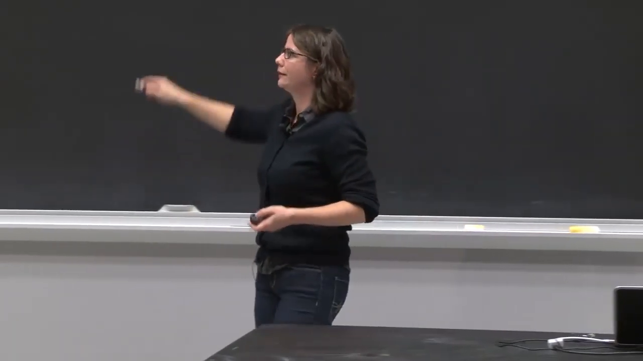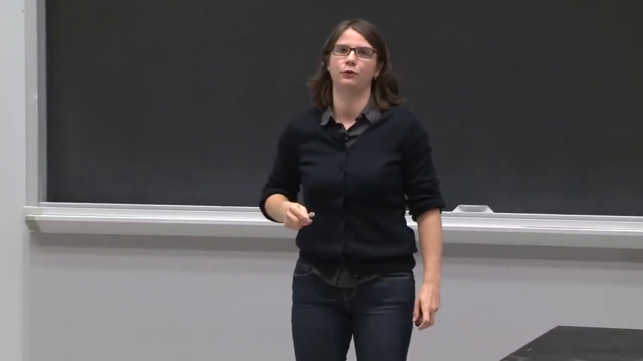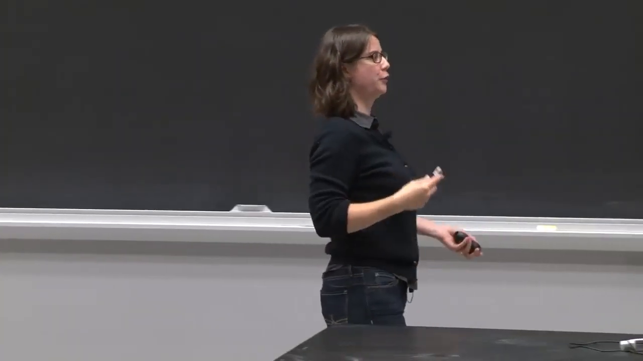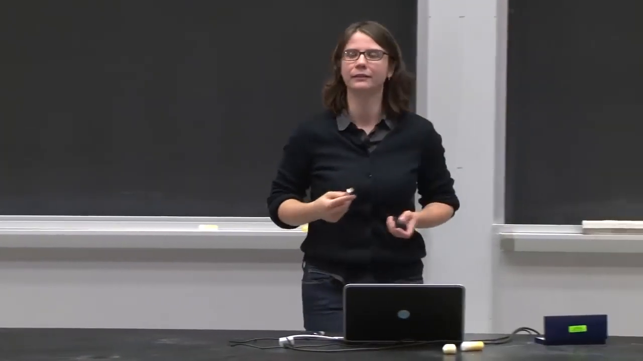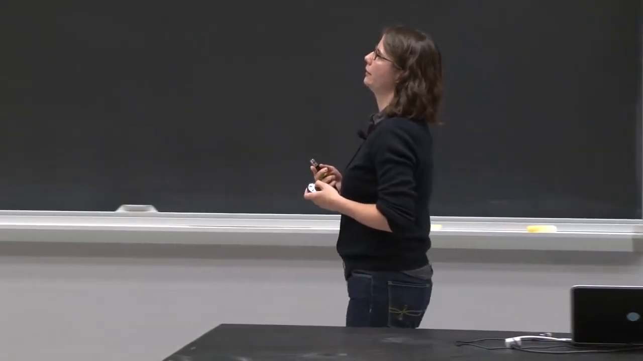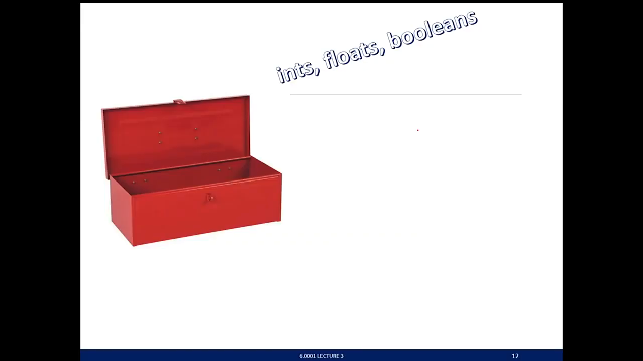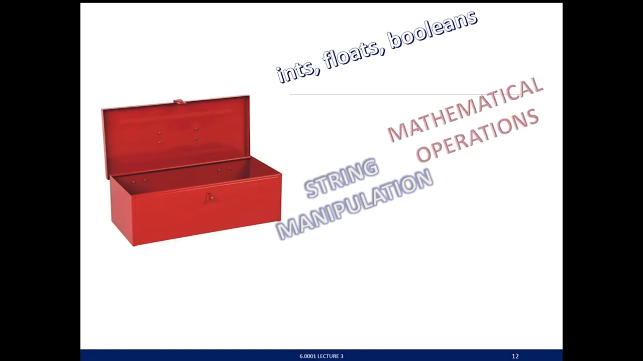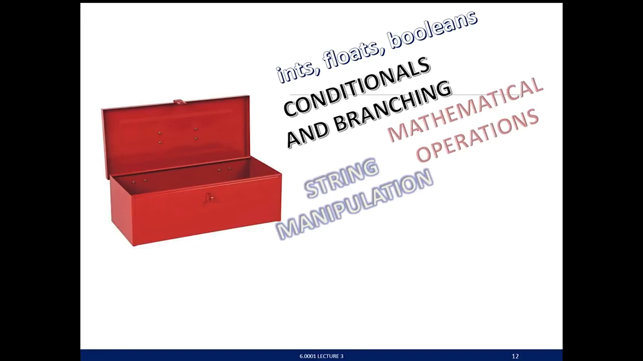All right, so this was our toolbox at the beginning of this course. We are 2.5, I guess, lectures in. These are the things we've added to it. We know integers, floats, booleans. We know a bit of string manipulation, math operations. We added recently these conditionals and branching, right, to write slightly more interesting programs. And now we have loops, for and while loops, to write more interesting and complicated programs.